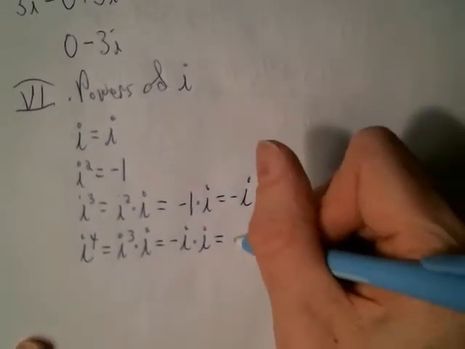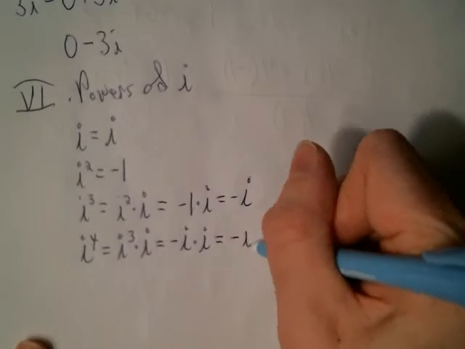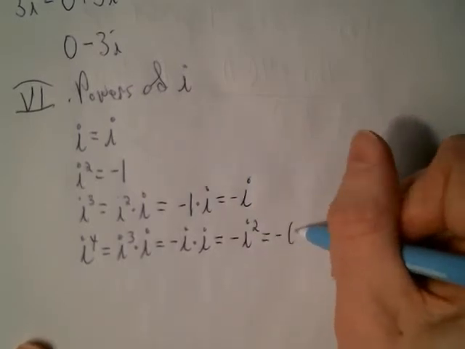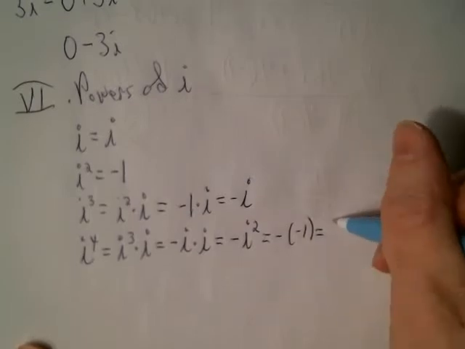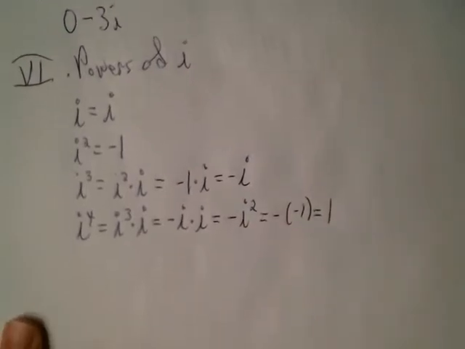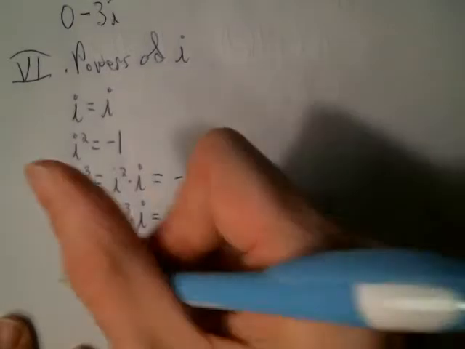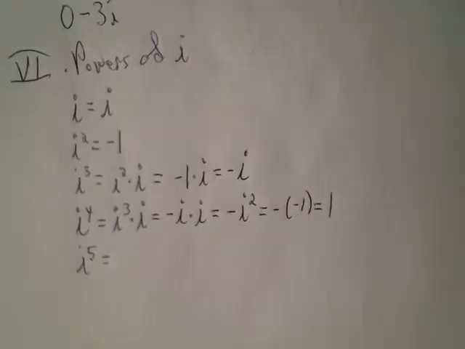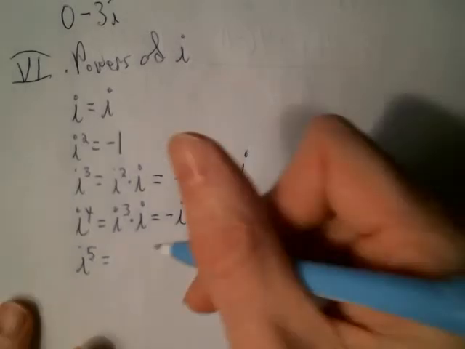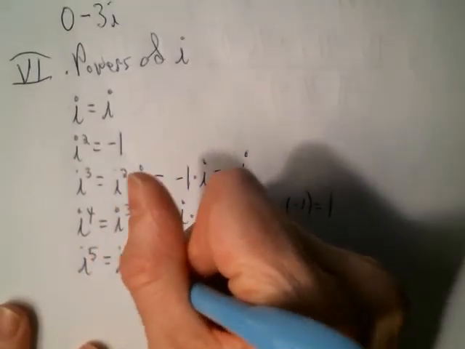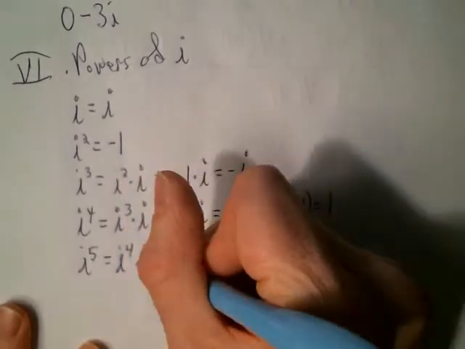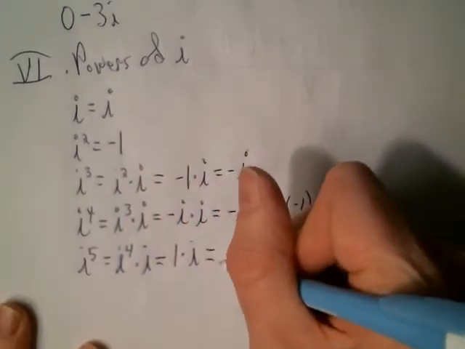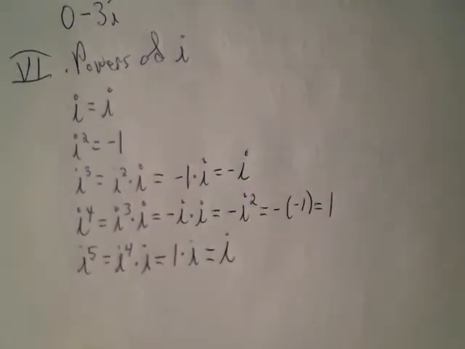And then negative i squared. And you replace i squared with negative 1. So that equals 1. So what is i to the 5th? Well, it's i to the 4th times i, which will equal 1 times i, which will equal i.